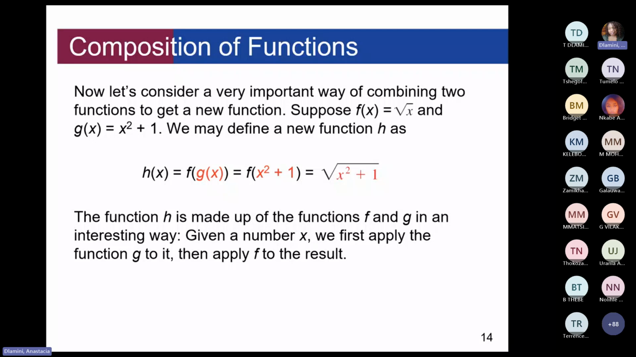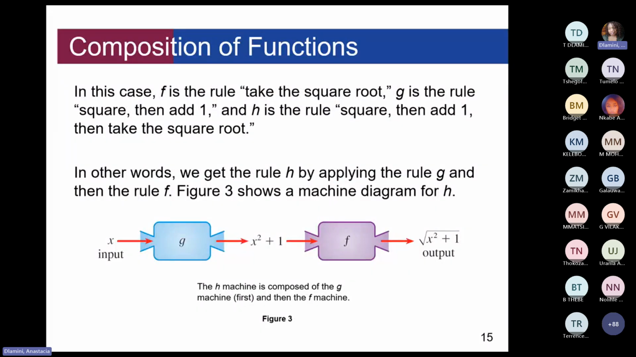It says the function h is made up of the function f and g in an interesting way. So you have x. You take x. Oh, it's even written here. Let's continue. So in this case, f is a rule that takes the square root. g is the rule that takes the square, then adds 1, and h, okay, fine. In other words, we get the rule h by applying the rule g and then the rule f. Now, what they are saying is you take x first, you put it in g, then you get g of x. Are we all together?